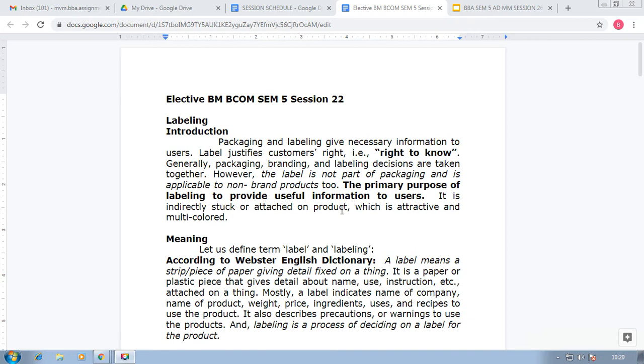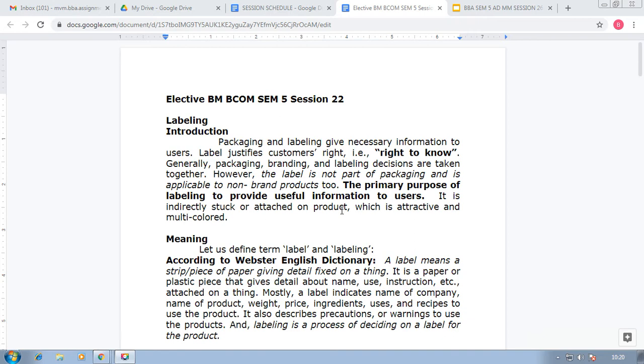I already told you, students, packaging, branding and labeling are all three related decisions. As packaging and labeling give necessary information to the users, packaging provides the identification, color, and image in the mind of customers, whereas labeling justifies the customers' right to know, because the label is printed with a series of information to educate the customers, providing details related to the products.